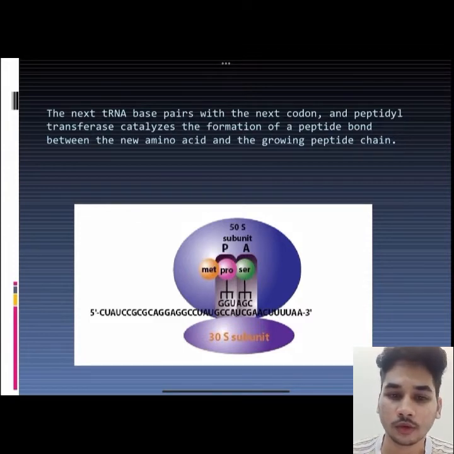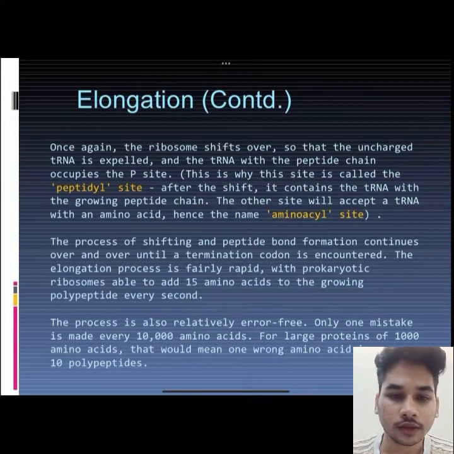So the next tRNA base pairs with the next codon, and peptidyl transferase catalyzes the formation of a peptide bond between the new amino acid and the growing peptide chain. So once again the ribosome shifts over so that the uncharged tRNA is expelled, and the tRNA with the peptide chain occupies the P site. So this is why this site is called the peptidyl site. After the shift, it contains the tRNA with the growing peptide chain. So the other site will accept a tRNA with an amino acid, hence the name amino acyl site. The process of shifting and peptide bond formation continues over and over until a termination codon is encountered.